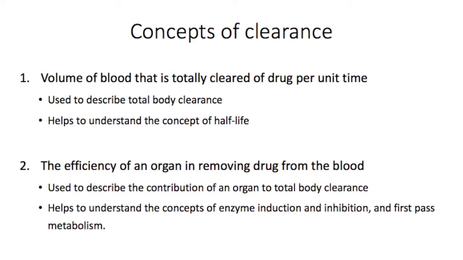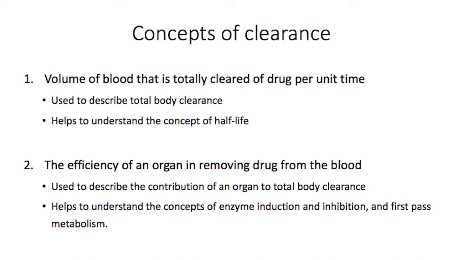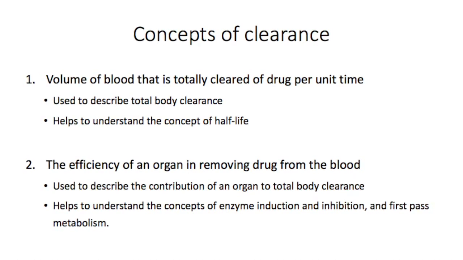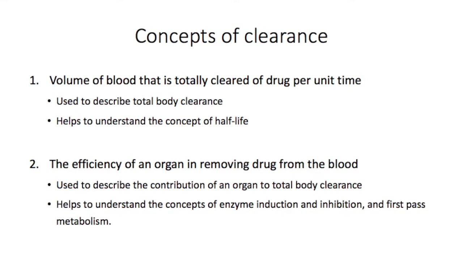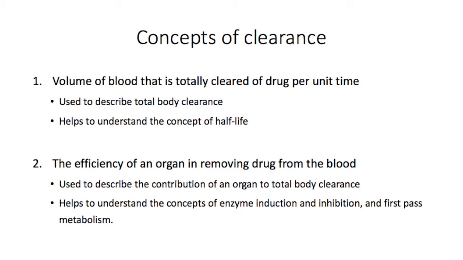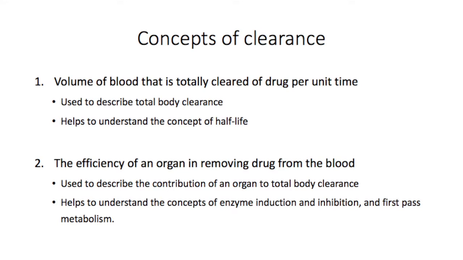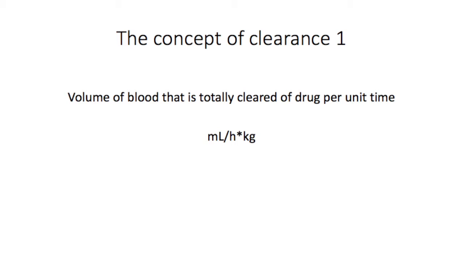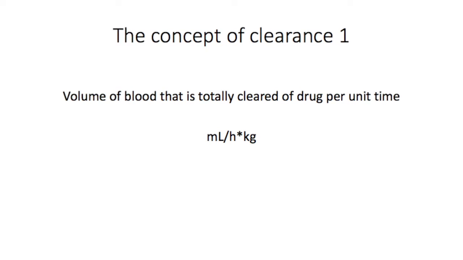Another way we can understand the concept of clearance is as a measure of the efficiency of an organ to remove drug from the blood. This is more helpful when we want to look at the contribution of different organs of elimination to the removal of drug from the body. It also helps us to explain the concepts of enzyme induction and inhibition and first-pass metabolism, as we will see later in this course. So let's first take a look at clearance as the volume of blood that is totally cleared of drug per unit time.